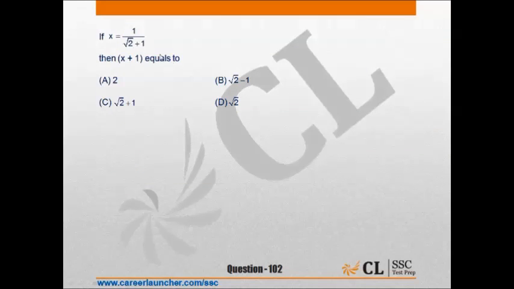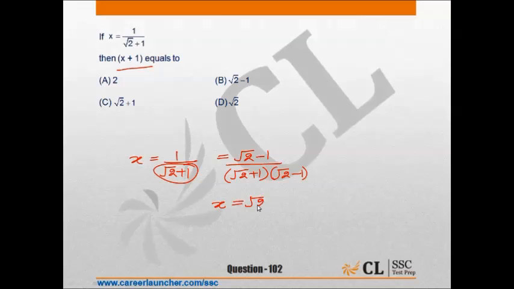The question is, if x is equal to 1 upon root 2 plus 1, then x plus 1 equals to. Now we have x is equal to 1 upon root 2 plus 1. If we rationalize this, we will get root 2 minus 1 in the numerator and root 2 plus 1 into root 2 minus 1 in the denominator. Now we will get the value of x as root 2 minus 1 upon 1, because the denominator would be root 2 whole square minus 1 square, and that gives us 1.